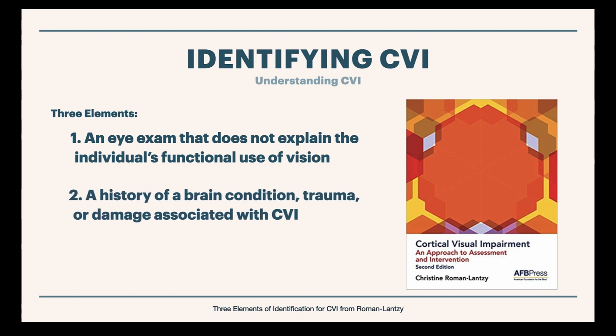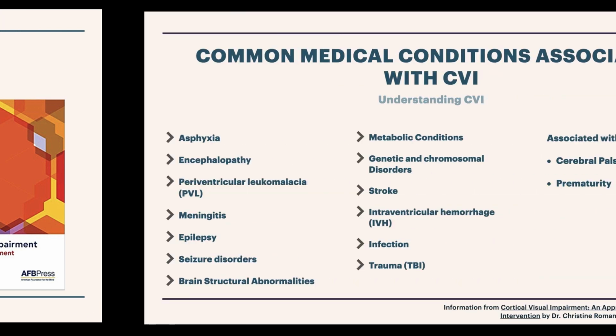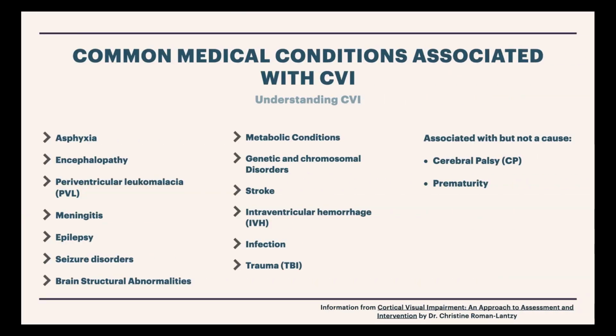The second element is a history of brain condition, trauma, or damage associated with CVI. Once again, I am sharing a list of conditions, but not an exhaustive list, that have been known to potentially cause CVI. On the far right, you will also notice I have listed cerebral palsy and prematurity. While these are not a cause, they have been associated with children that have cortical visual impairment.